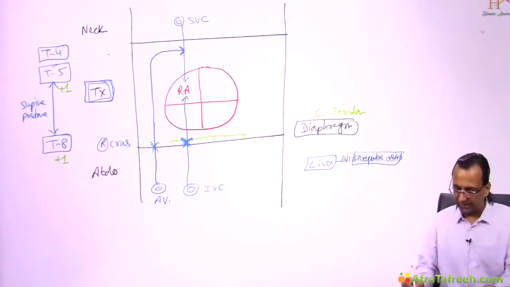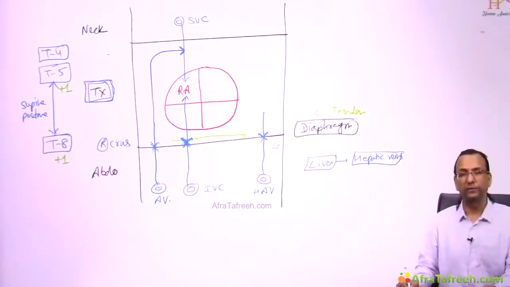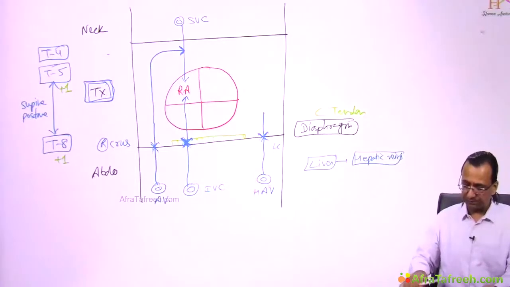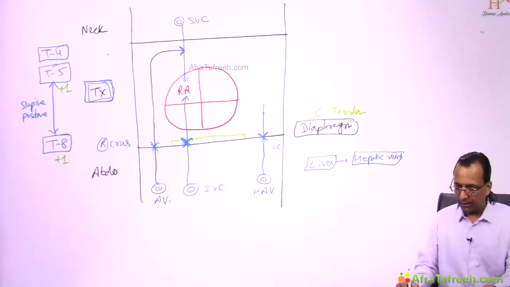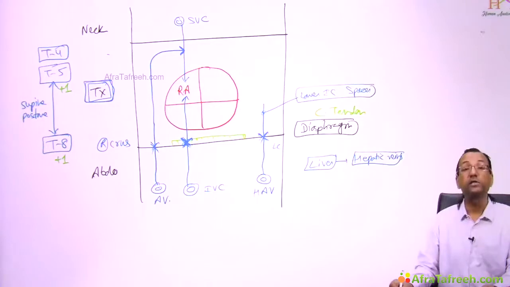You tell that there is a hemiazygous vein which is formed in the abdomen and punctures the left crus of the diaphragm to enter the thorax. So this is the hemiazygous vein formed in the abdomen region, and it will puncture the left crus of the diaphragm to enter the thorax region and drain the lower intercostal spaces. Now, if it is draining the lower intercostal spaces, then who is draining the upper intercostal spaces?